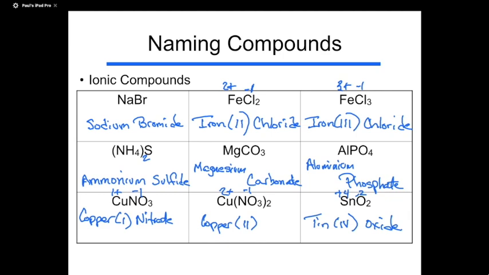And every time you look at a metal, you've got to determine, do I use the parentheses or do I not use the parentheses? And if it's transition or tin or lead, you have to. And if it's not, then just name the metal, because it can only become one thing, so I don't have to tell you anything more.